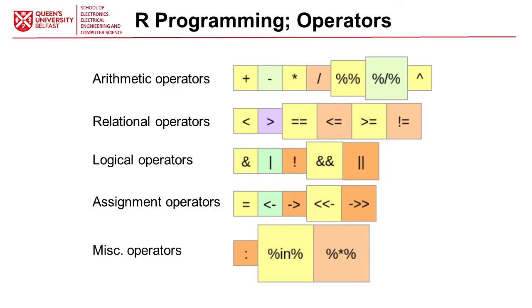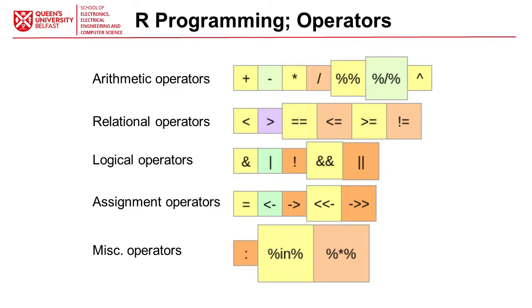What do you call this? It's for power, or half or something. So this is for relational operators: less than, greater than, equal, less than or equal, greater than or equal, and not equal. So for logical, ampersand, double ampersand, pipe, double pipe.